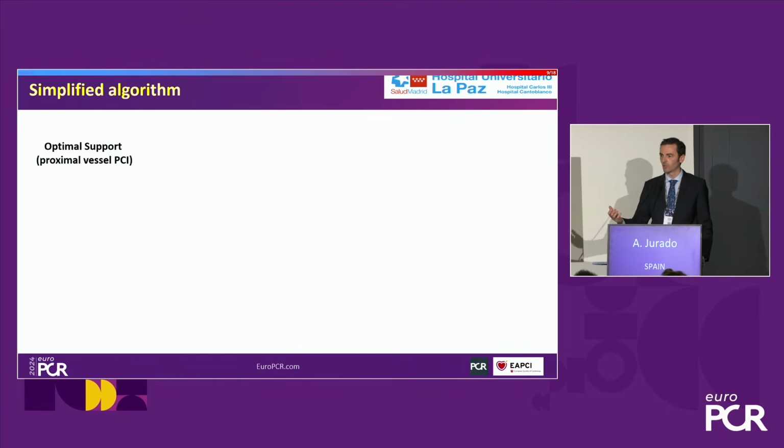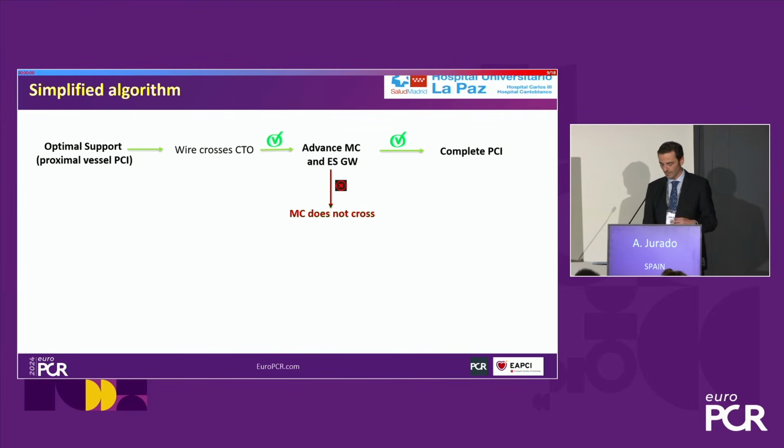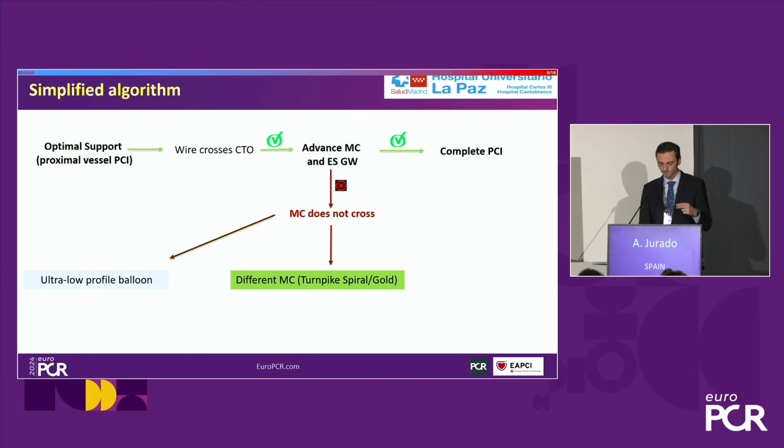You have the optimal support that sometimes includes treating the proximal part of the vessel, and you cross a wire, you can advance a small balloon or even a microcatheter to change the wire and complete your PCI. But if nothing else crosses, you have a problem, and you have 3 options. You can do very specific techniques, but there are 3 options. Use an ultra-low profile balloon, try different microcatheters, try to advance, or use ELCA.